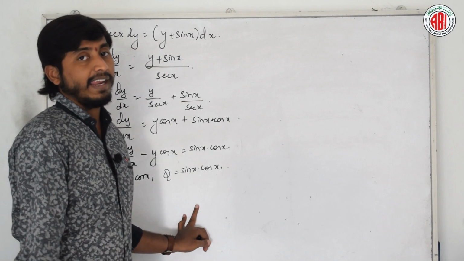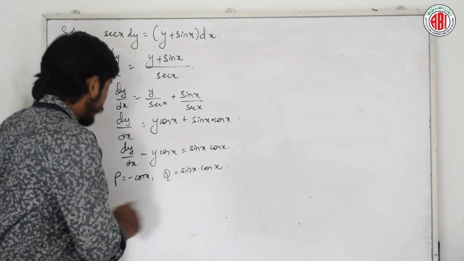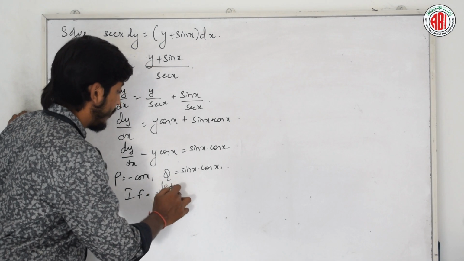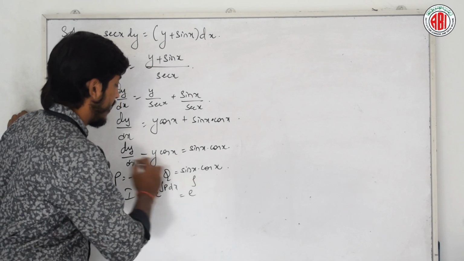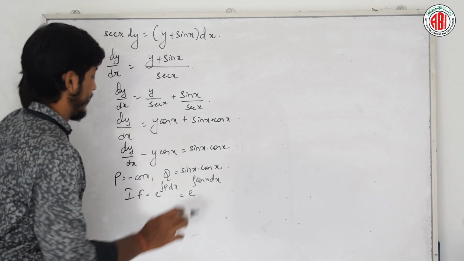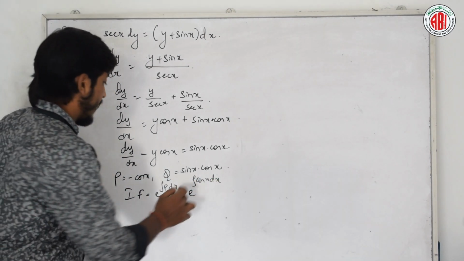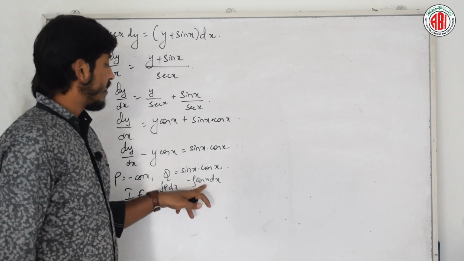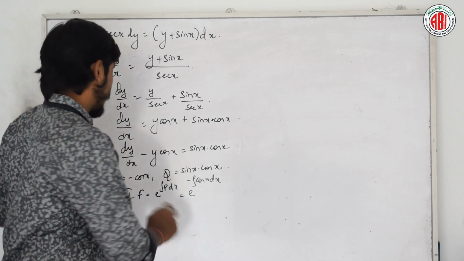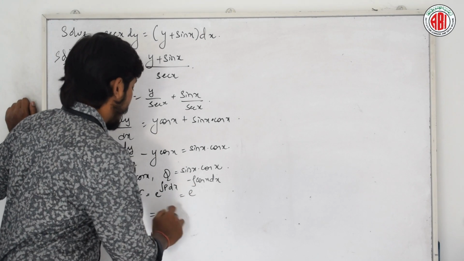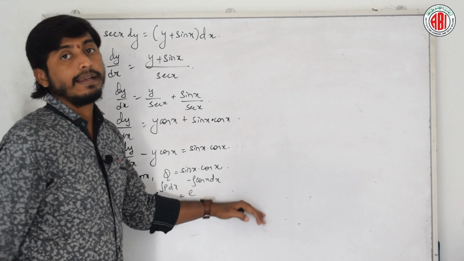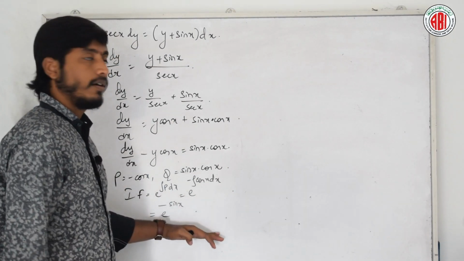So let us find the integrating factor. Here the integrating factor is e power integral p dx. So that will be e power integral of minus cos x dx. So what is the integral of cos? Sin. So this will be e power minus sin x. Is it clear? No more doubts here?